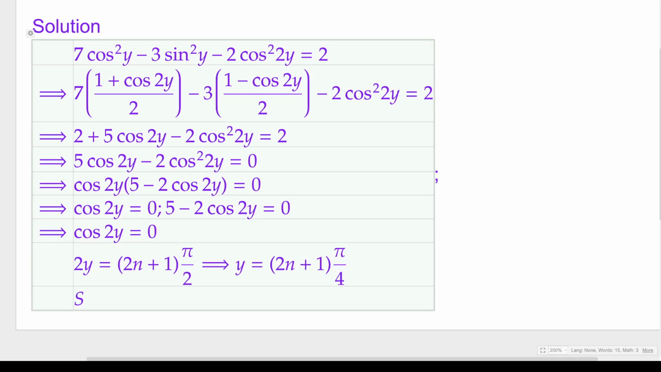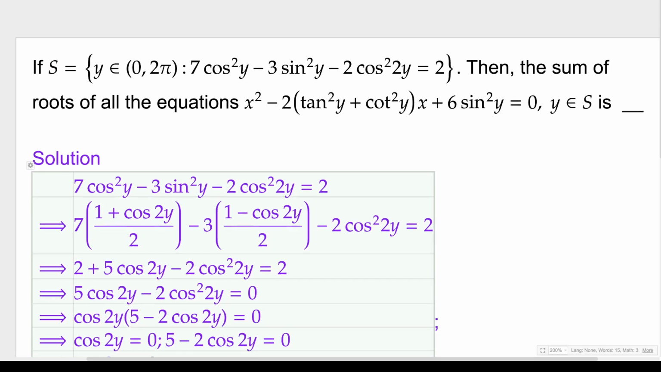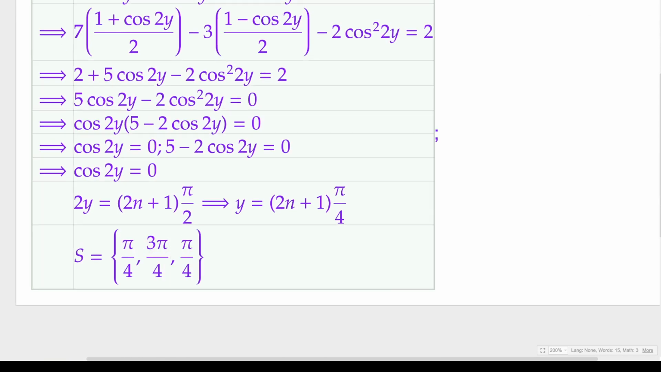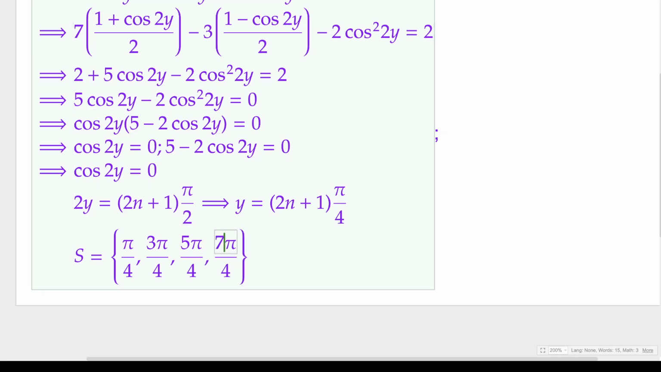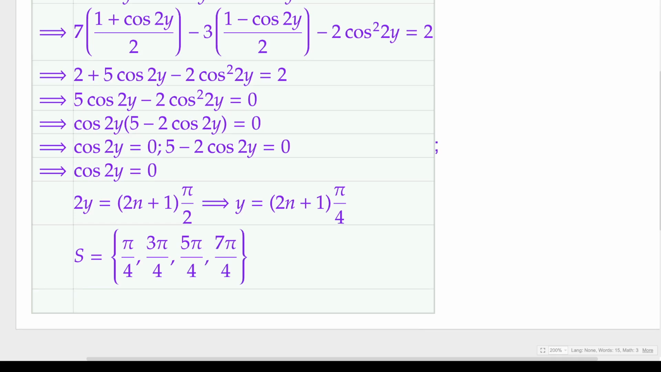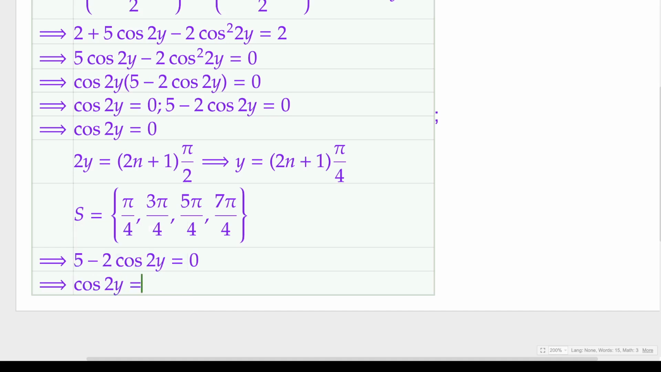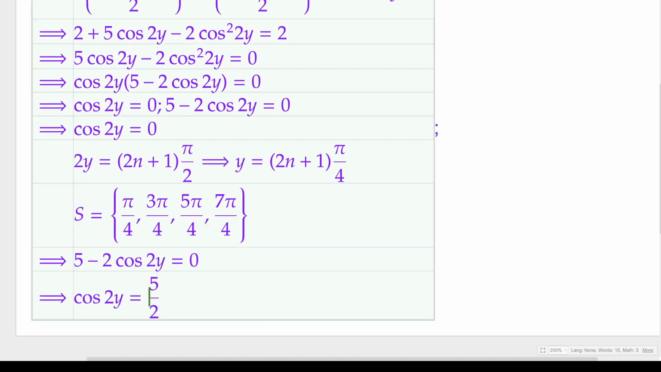So the set S can be written as, the first value is pi over 4, the next one would be 3 pi over 4, the next value would be 5 pi over 4, and the next one will be 7 pi over 4, right? And if you observe this equation, that is 5 minus 2 times cos 2y, that is equal to 0. So from this, if I isolate cos 2y, this is written as 5 over 2. Now this value has to be rejected actually.